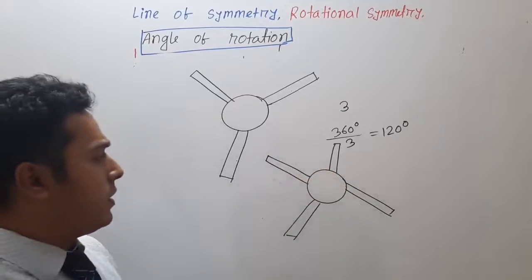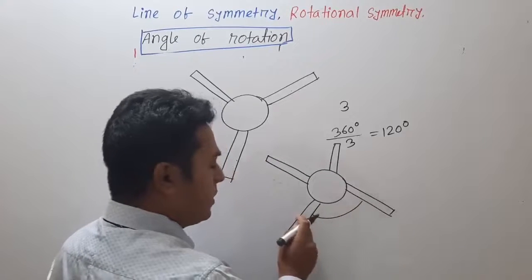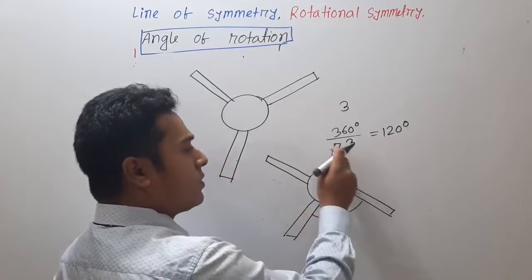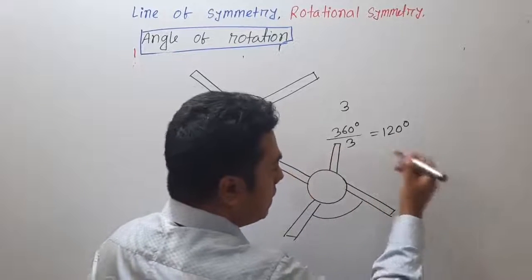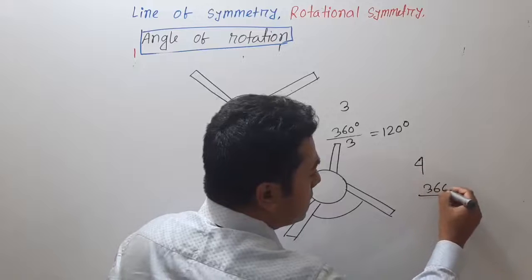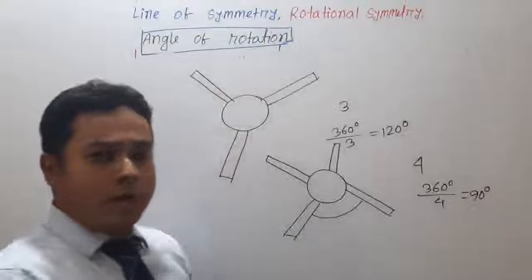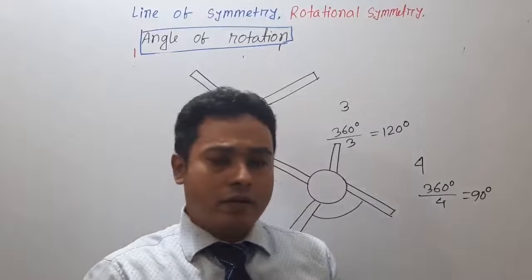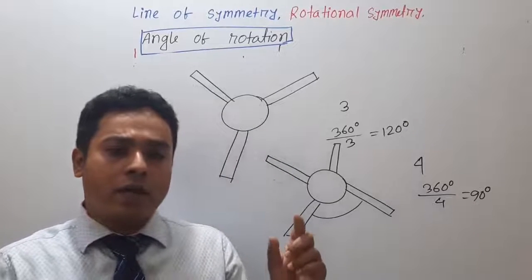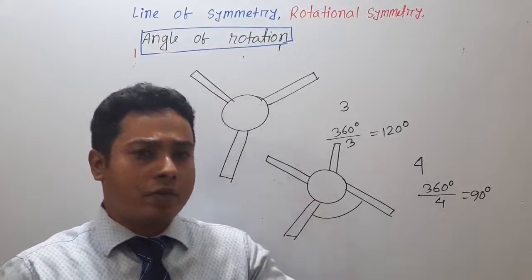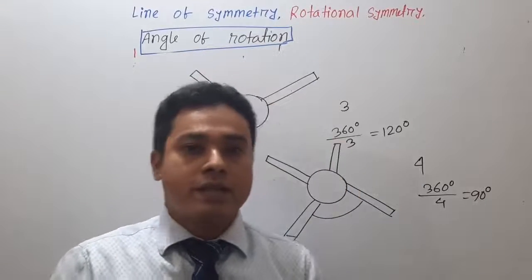If it has 4 blades like this, then this blade goes to this blade and this blade goes to this blade, so it has an order of rotation of 4, and the rotational angle is 360 degrees divided by 4, which is equal to 90 degrees. So the complete rotation is 360 degrees. For any shape, 360 degrees divided by the order of rotation gives you the angle of rotation. Dear student, this is our today's class.